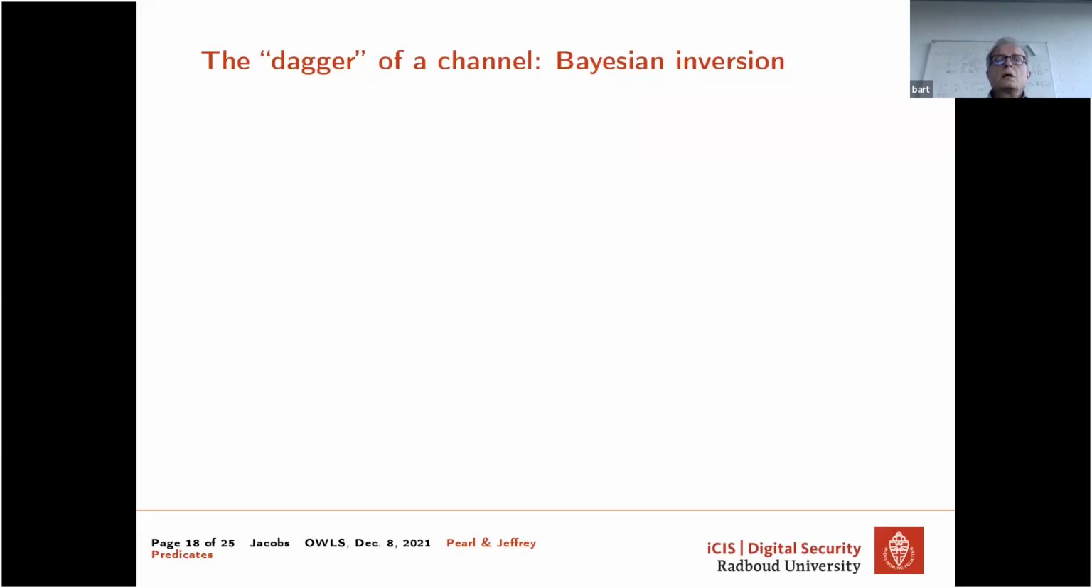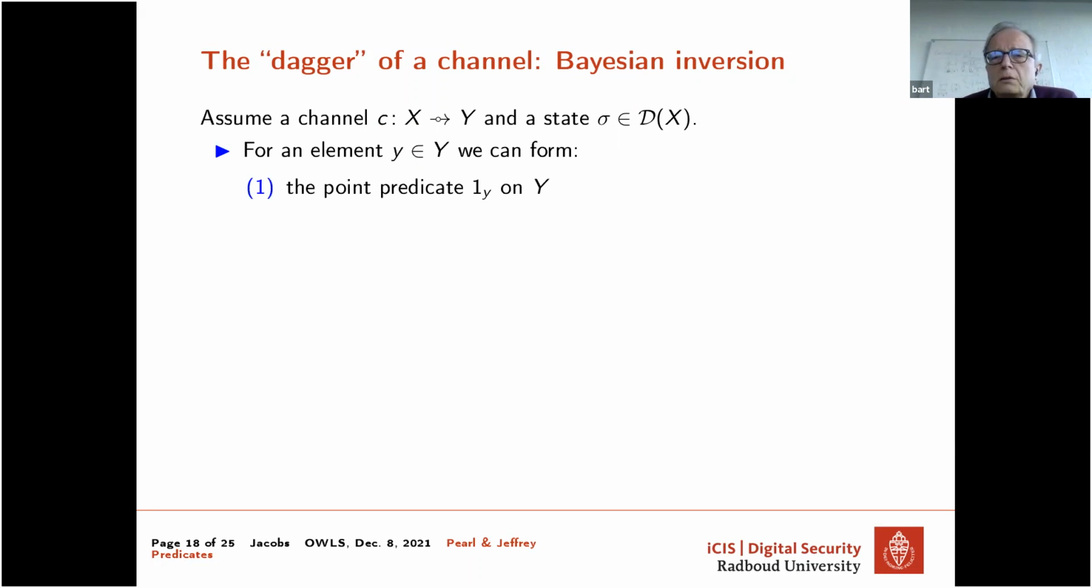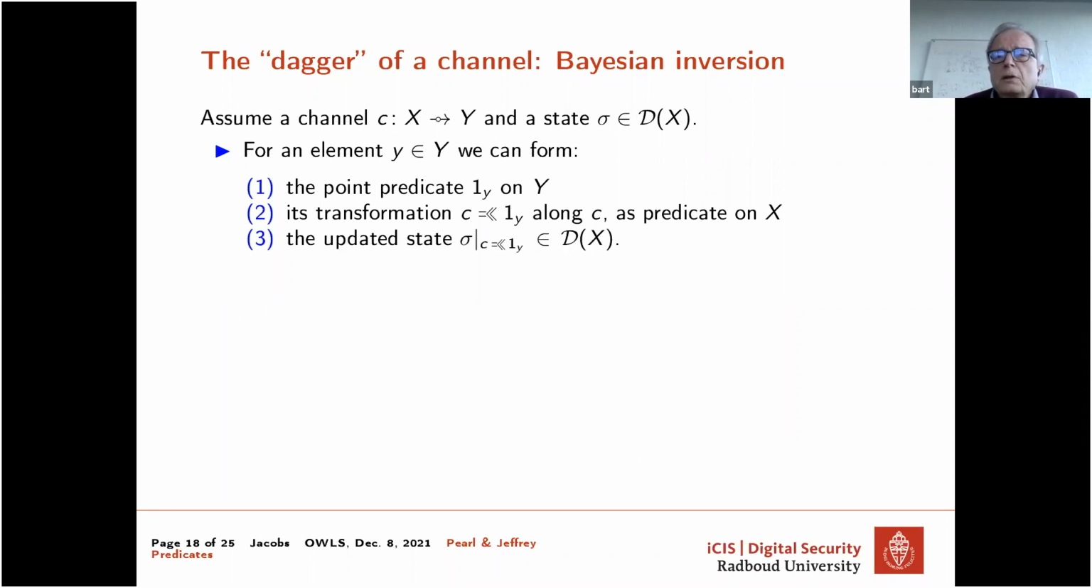Okay, we need one more technical thing, which is the dagger of a channel. It's turning a channel around, and which corresponds to what's often called Bayesian inversion. So assume we have a channel from X to Y and a state sigma on X. What can we do? For each element small y in the codomain, I can form the point predicate on y, which is only true at the element y. I can transform this along the channel C and get a predicate on x. And I can use this to update my state. So update the original state that I assumed with this transformed point predicate, and I get a distribution on x.